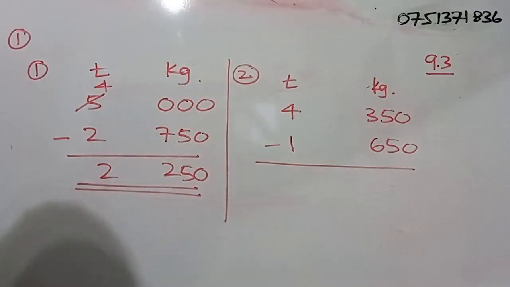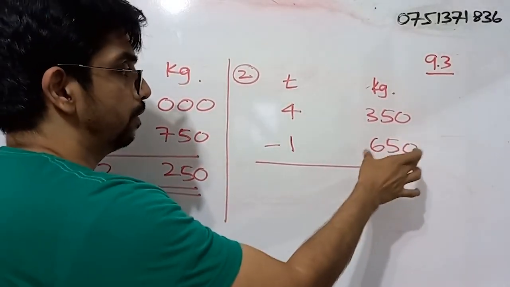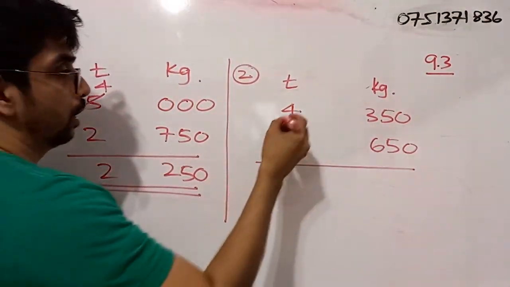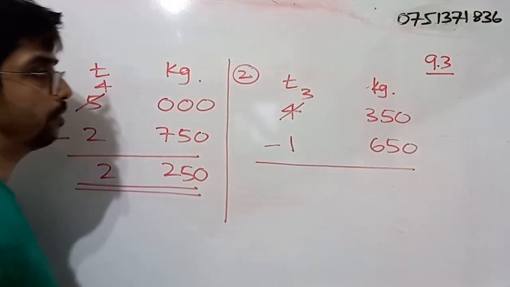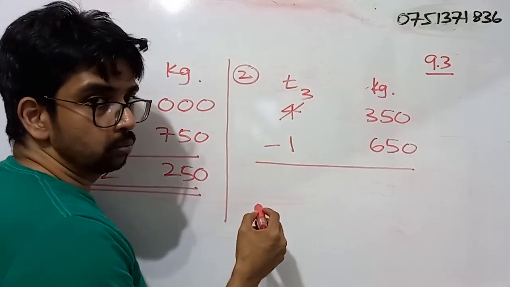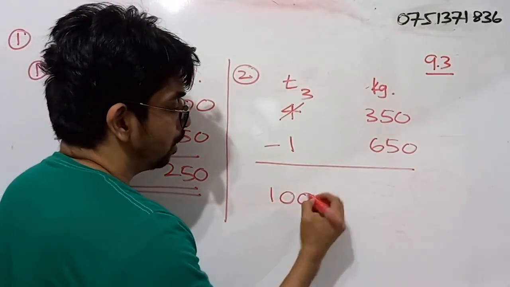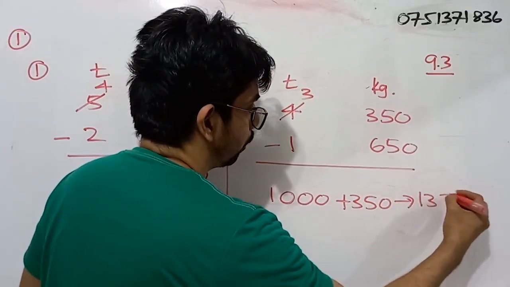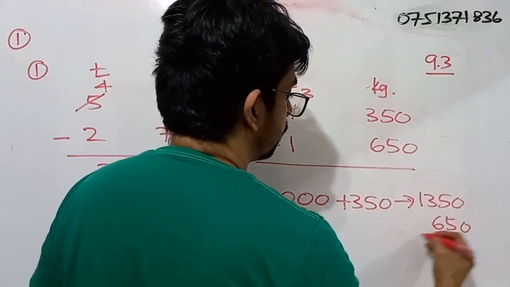Just as before, we start from the kilogram section. We cannot subtract 650 from 350. So what do we do? We borrow a 1. After we give a 1 to the kilogram side, the remaining number of tons is 3. How many kilograms are there now? After we borrow a 1, that means 1000 kilograms. To that we add another 350. So we get 1350. Now we can subtract 650 from it.